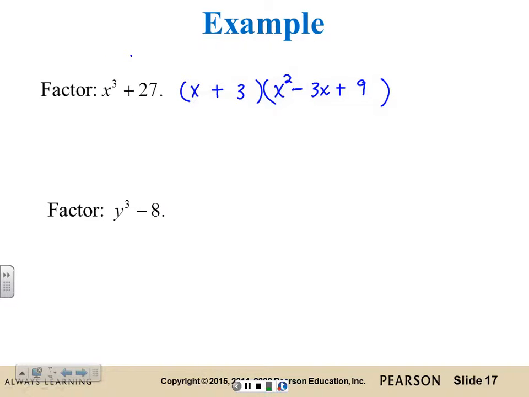So let's try again. Let's take the cube root of y cubed, which is going to be y, match your sign, the cube root of 8 is going to be 2. Now, we're done with this, don't go back. Take your first one and square it, use your opposite sign, multiply the two terms together, always plus, take your last term of 2 and square it.